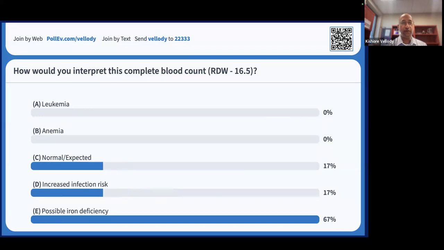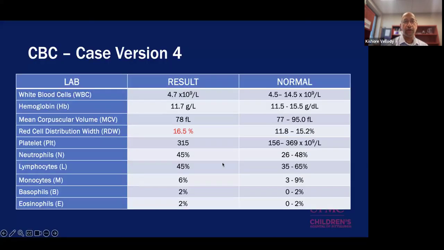I knew someone would jump on the normal or expected wagon because I've been going down that path for a long ways. So about 67% of you are thinking this is possible iron deficiency, and that is correct. Now, let's look at each of these areas individually.